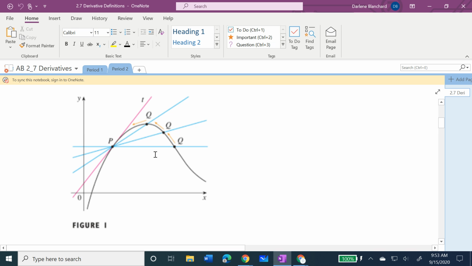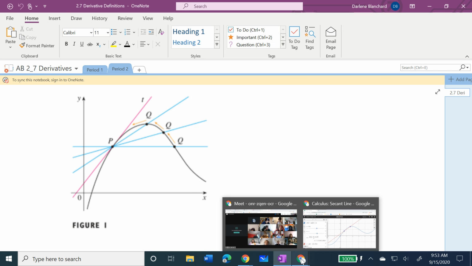To find that tangent line, we're taking a second point Q and looking at the secant line and then moving closer, look at the secant line, move closer, look at the secant line, and continue to move that Q closer and closer. If I do that, then the limit as Q approaches P is the tangent line if I am looking at the limit of the secant line.